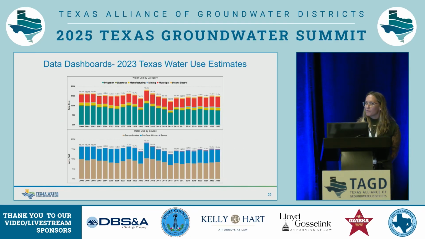All right, and we'll get into the more fun part, which is our data dashboards. We developed all of these ourselves, and so this first one is our Texas Water Use Estimates dashboard I showed at the beginning. So you can see we have it broken down on that top graph, water use by category, so you can visualize the different water use, and then below it we have it by source as well. So if you were interested in looking at how much groundwater, surface water, or reuse water we're using, we have that as well.